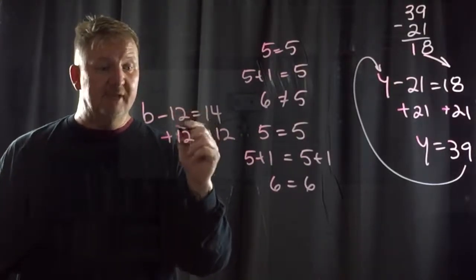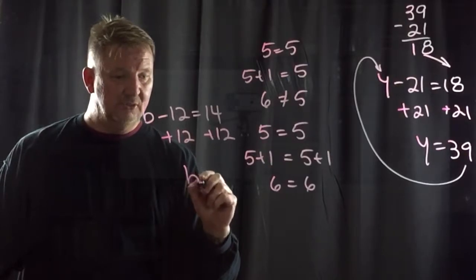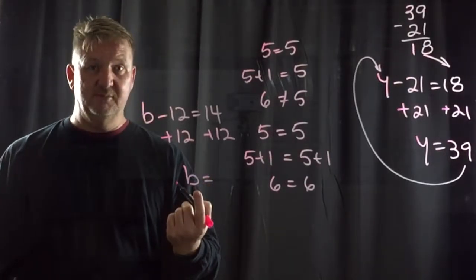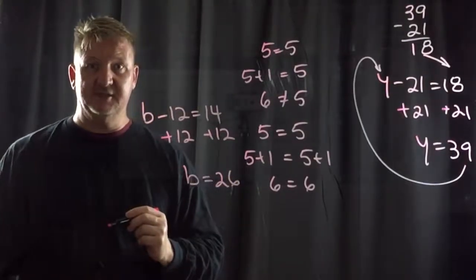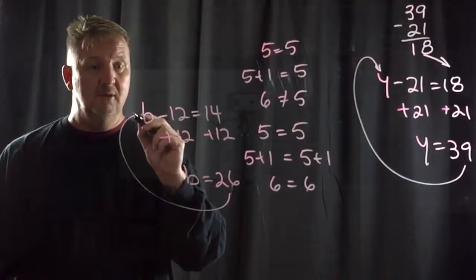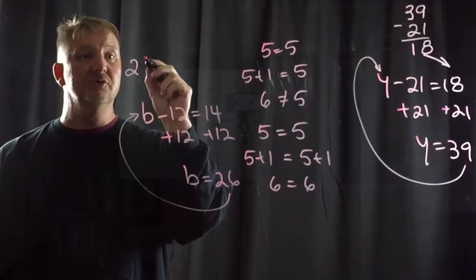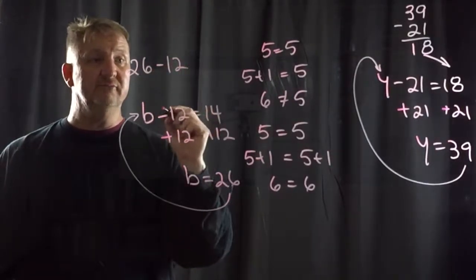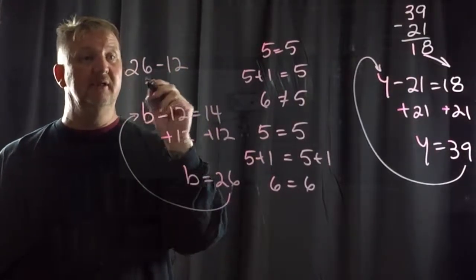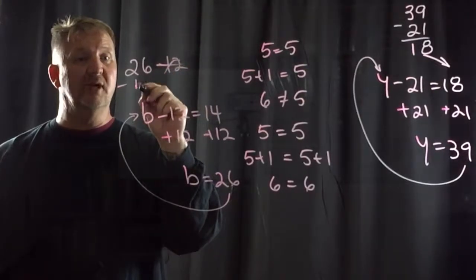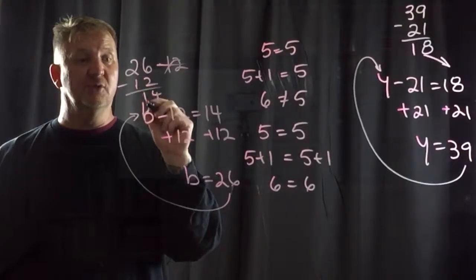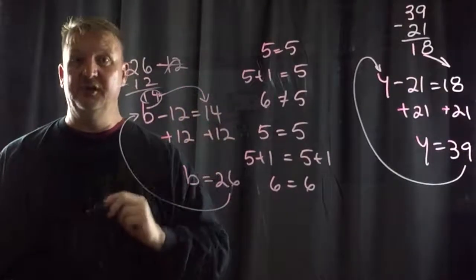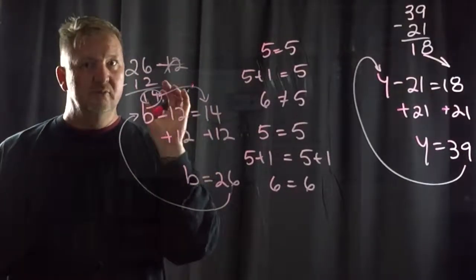Okay? Minus 12 plus 12 leaves me with 0. So that gives me just the b. 14 plus 12 is 26. Okay? We plug it back in. 26 minus 12. I guess I could have written it a different way. Let's just scratch that right there and say minus 12. 6 minus 2 is 4. 2 minus 1 is 1, so we get 14. They're equal. Okay? Solved it.